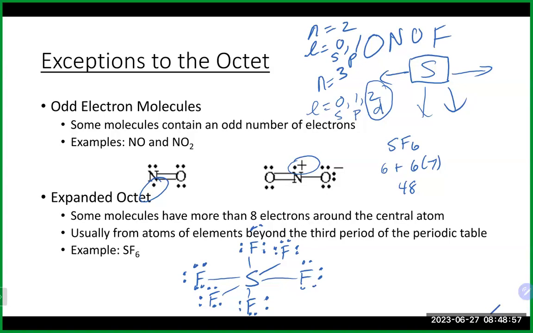And clearly, in this case, you can see the sulfur has actually 12 electrons around it. Again, it's able to do that because it has those d orbitals available to it. Any questions on that there?